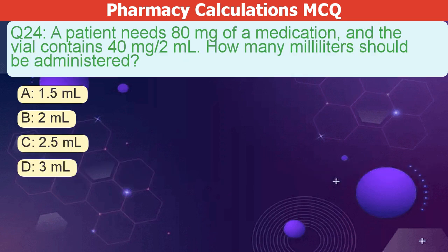A patient needs 80 milligrams of medication. The vial contains 40 milligrams per 2 milliliters. How many milliliters should be administered? A. 1.5 milliliters. B. 2 milliliters. C. 2.5 milliliters. D. 3 milliliters.